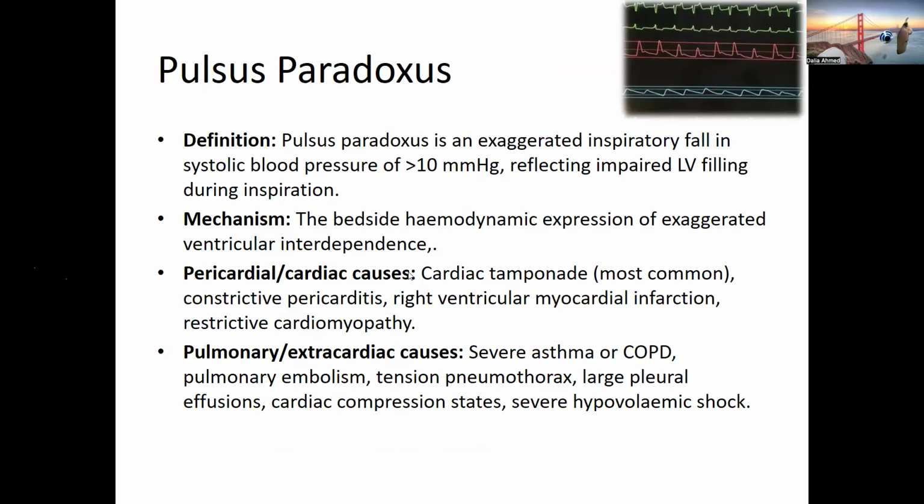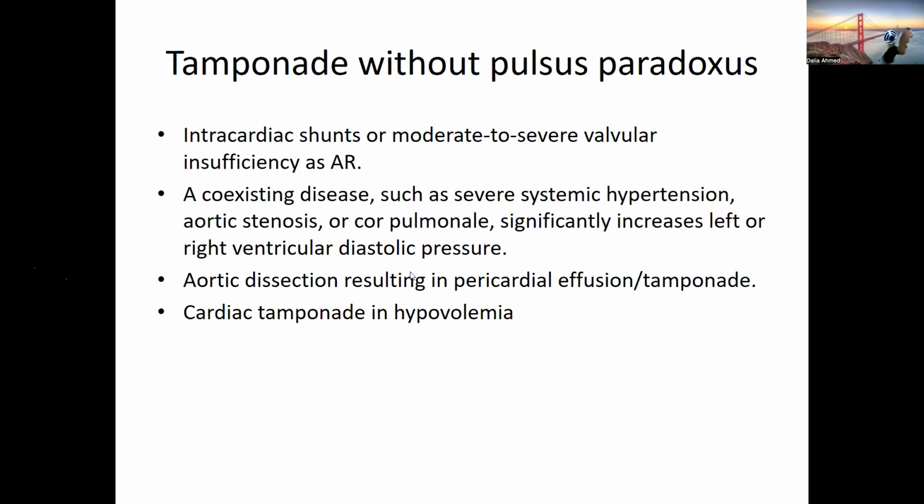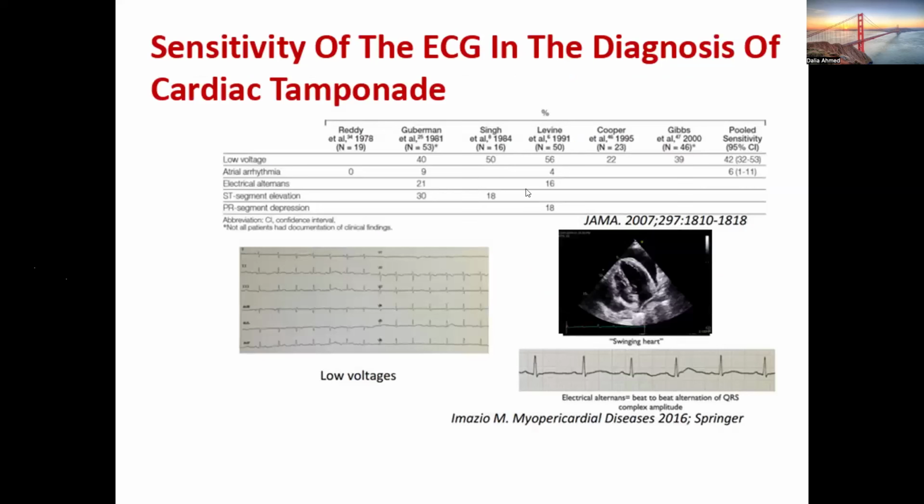I might just skip this. These are the exceptions where you can have tamponade without pulsus paradoxus: if the patient has hypovolemia, moderate to severe aortic regurgitation, or aortic dissection. On the ECG, we have low voltage with electrical alternans, which means every other beat there is a change of the voltage from one beat to another beat.